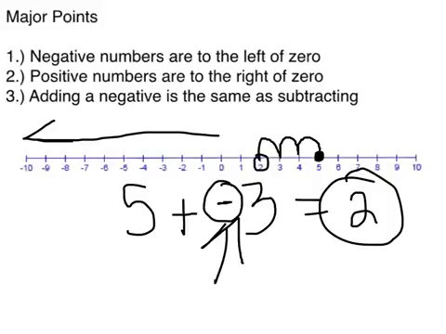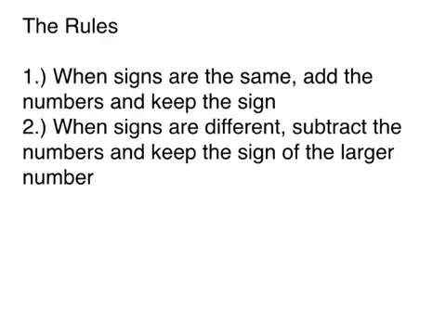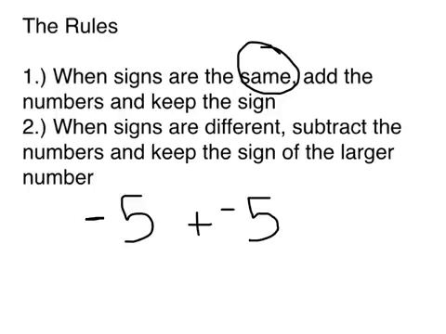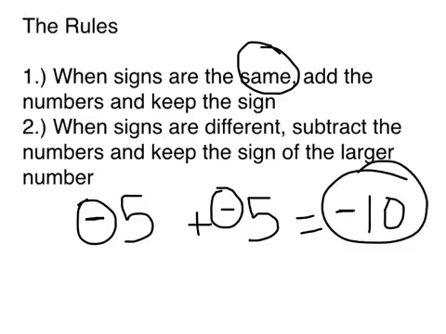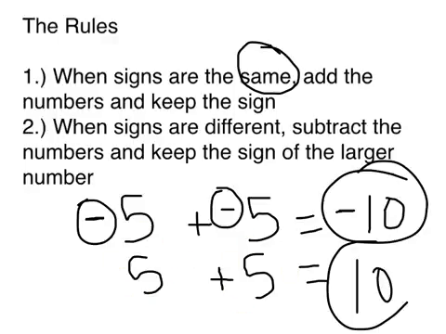Let's move on. All right, let's talk about the rules when you are adding integers. When your signs are the same, meaning I have 2 negatives or 2 positives, I'm going to add the numbers and keep the sign. So let me show you an example. Let's say I had -5 plus -5. My signs are the same here. I have 2 negatives. -5 plus -5 is going to give me -10. Super easy. Likewise, if I had 5 plus 5, my signs are also the same here because both of these numbers are positive. And 5 plus 5 is going to give me 10.